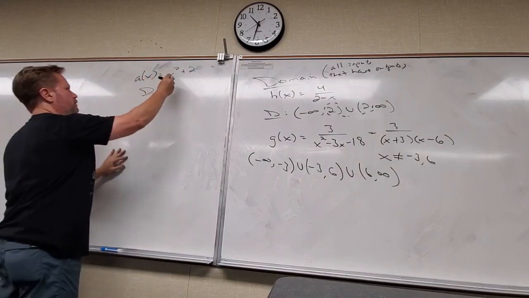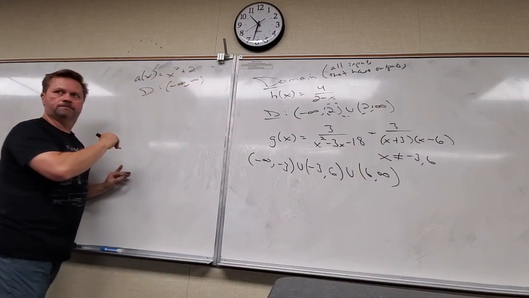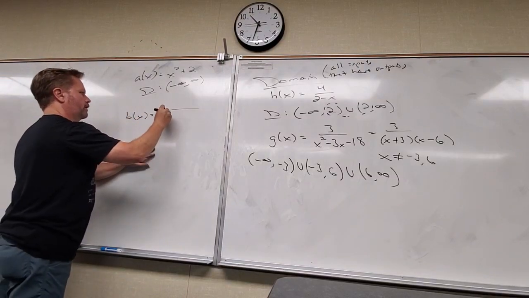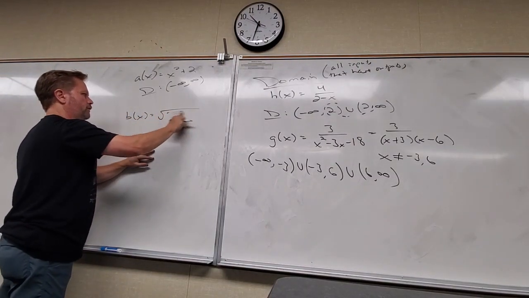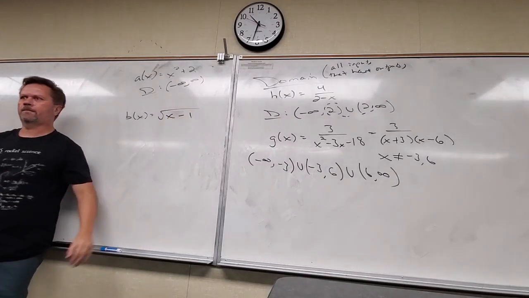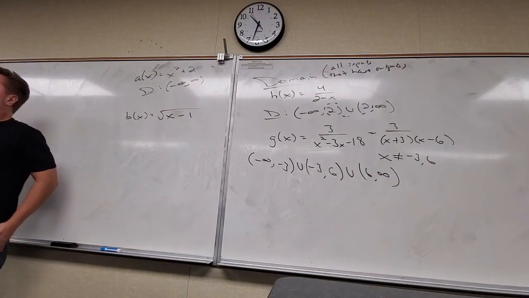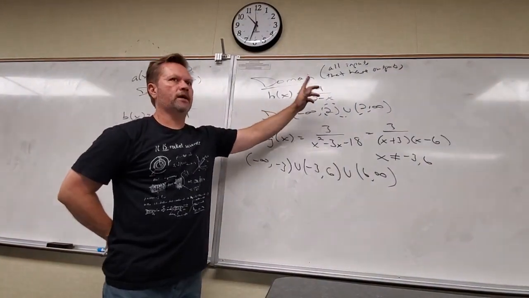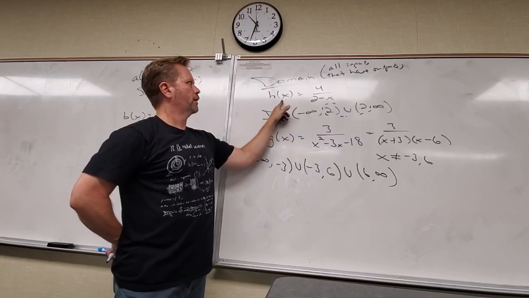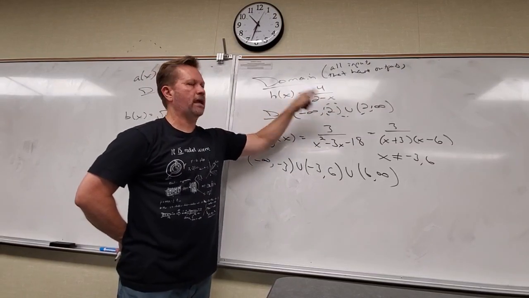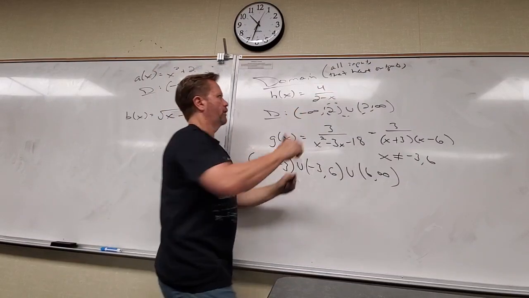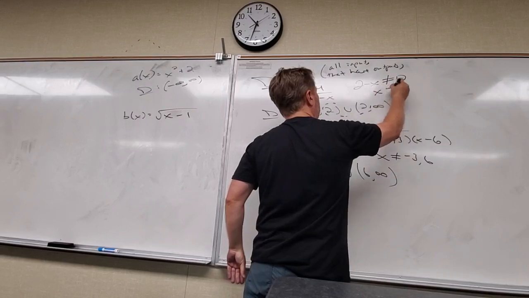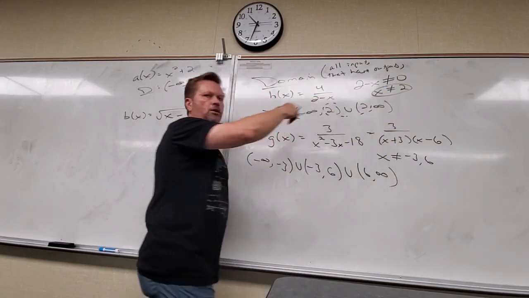So this would be all real numbers, right? Let's do a nifty one. B of x equals the square root of x minus 1. Now, real quick, when I did the last problem, you did something and didn't notice you did it. What can't happen? The bottom can't be 0, correct? So if you just say the bottom cannot be 0, and then solve that, you've got the domain.